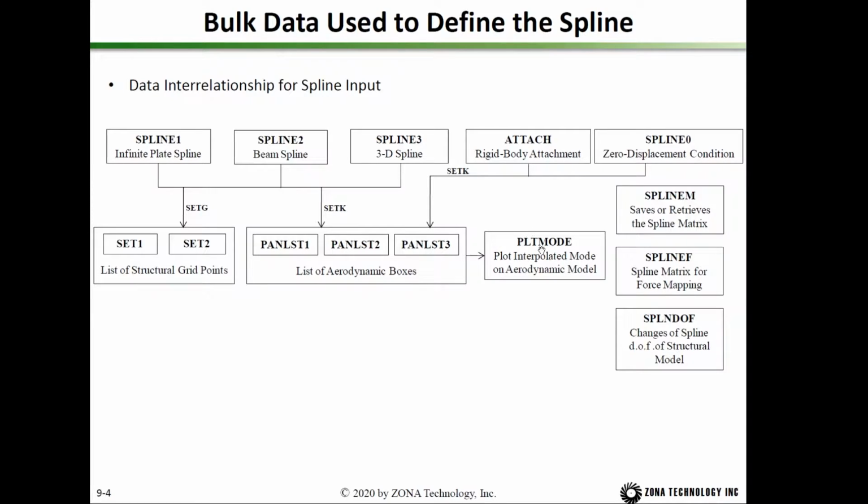We also have a PLOTMODE card. So after spline, you can plot the interpolated mode shape on the aerodynamic panel model. We have a card called SPLINEM. You can save the spline matrix or retrieve the spline matrix. We have a card called SPLINEF. You can generate a different spline matrix for force mapping. And we have a SPLINEDOF card. You can create or change the spline degrees of freedom of the structure model.